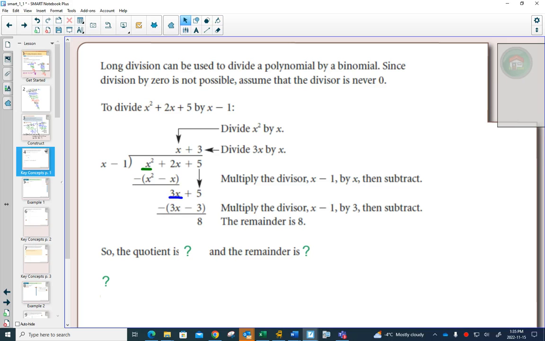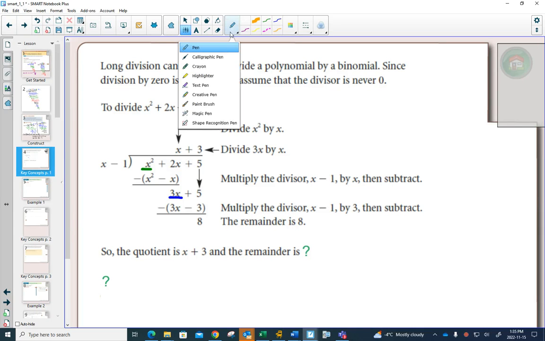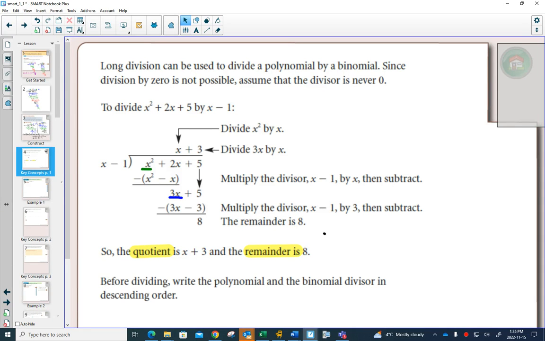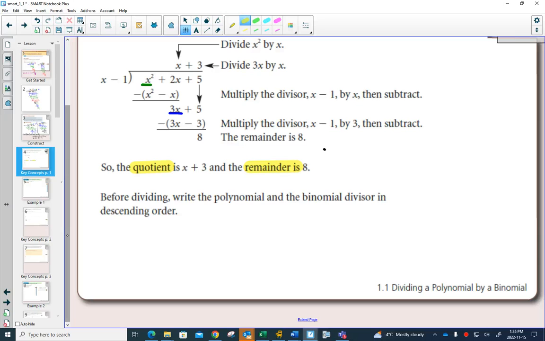Some words we call the answer, the quotient, and we call the remainder the remainder. The number that's left over is the remainder. Okay. So, something that never happened in numbers, okay? In fact, they have this here at the bottom.